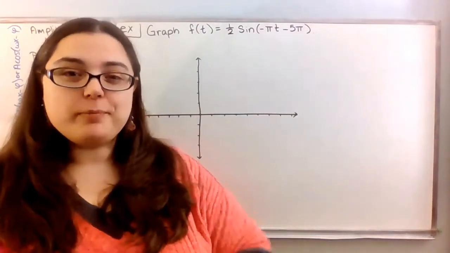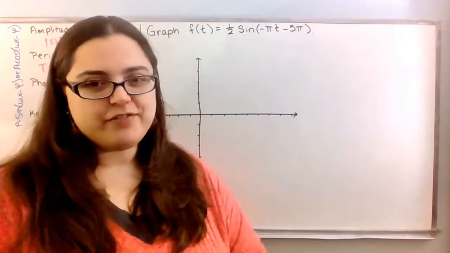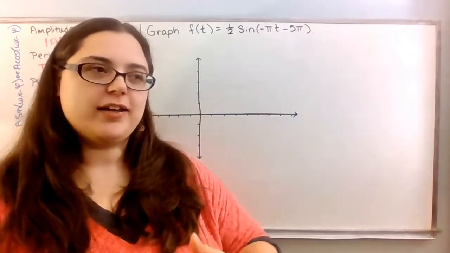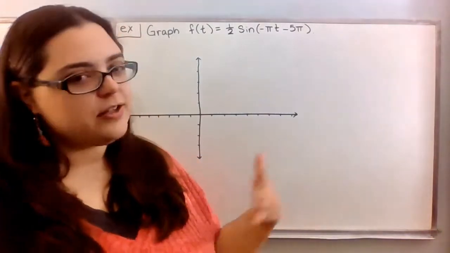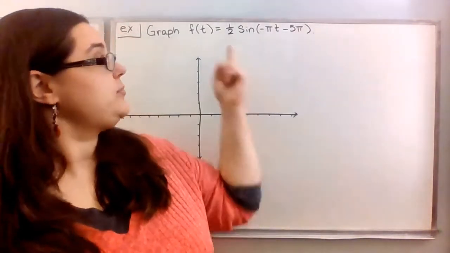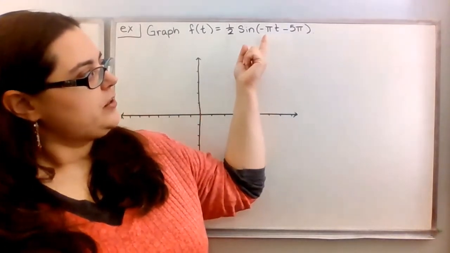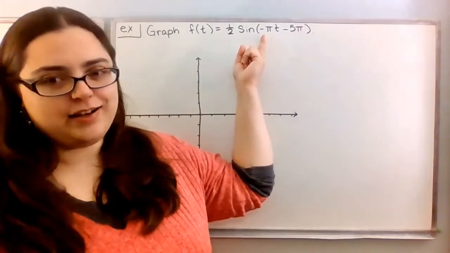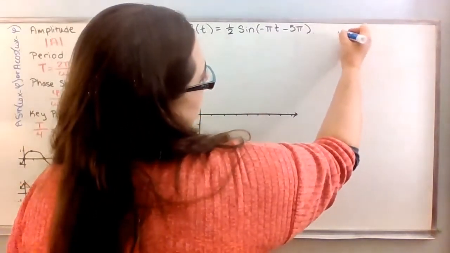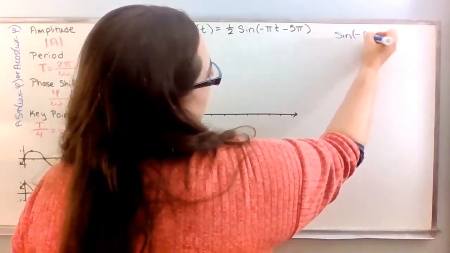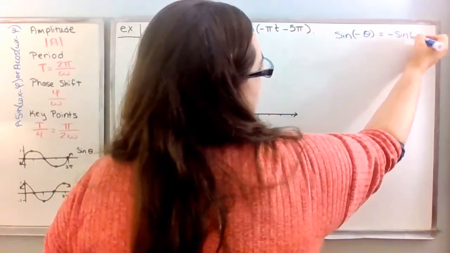To begin this example, we need to check to make sure omega is positive. Once we have a positive omega, then we can go ahead and identify a, omega, and phi. Omega is the coefficient of x, but this time, since our argument is in terms of t, it's the coefficient of t. So omega right now is a negative number, can't have that. Remember that sine is an odd function. That means if I have sine of negative theta, that's going to be negative sine of theta.